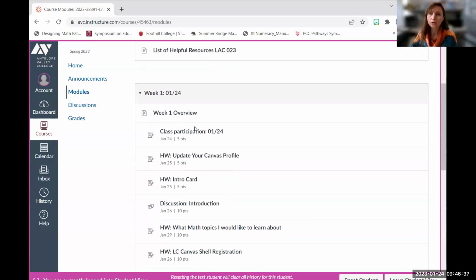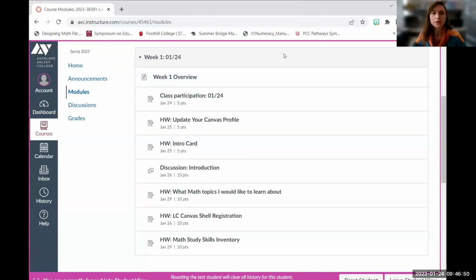Now let's look at how the class is structured by the modules. The module is the week in this class because we have 6 weeks. We have 6 modules besides the course syllabus. Each module will have a week overview, class participation. That's the assignment. That's worth 5 points. Update your Canvas profile. Oh, wait. It should be participation quiz. It's not here. Well, I will move it there.